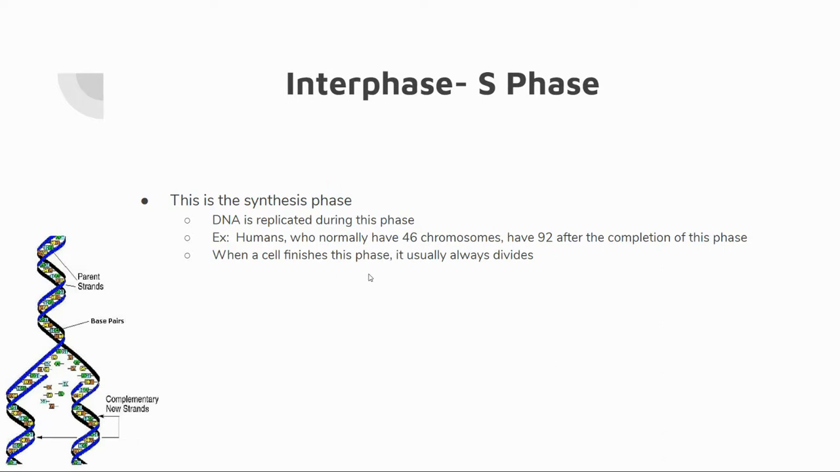Then you move into the S phase, and this is the synthesis phase. DNA is replicated during this phase. So, for example, humans have 46 chromosomes. After the S phase, they will have 92. When the cell finishes this phase, it is usually going to divide. And the reason being is because of the amount of chromosomes. It has to divide.